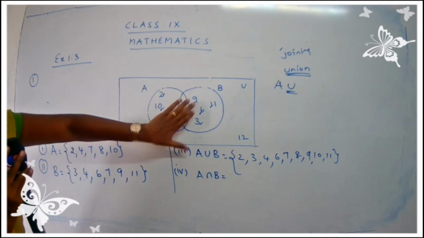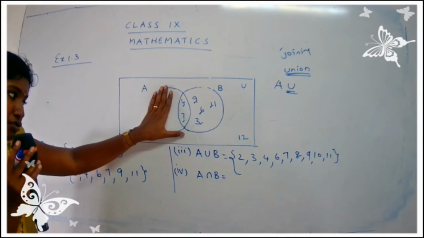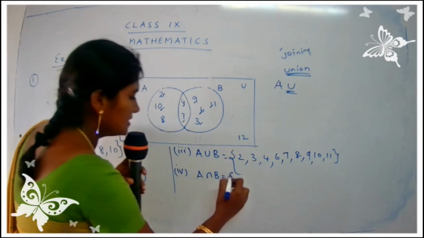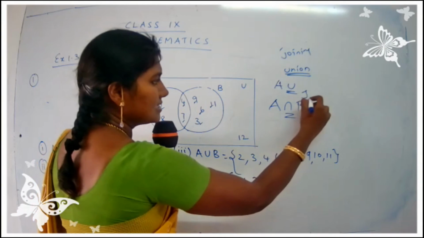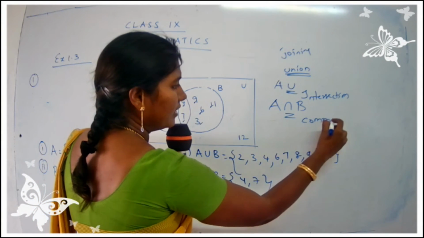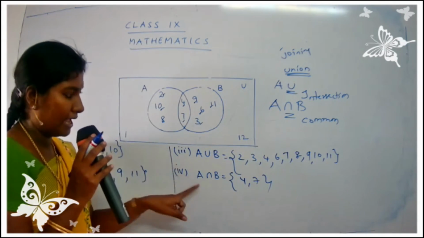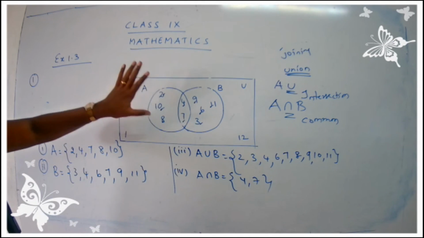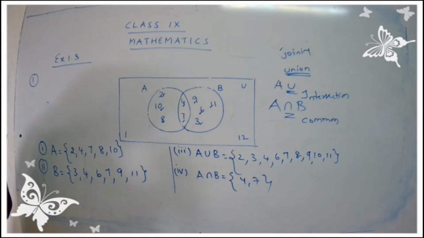That is, this number is present in A also, and this number is present in B also. So what is common for A and B? 4 and 7. Remember, A intersection B. This is read as intersection. Intersection means common. You are going to take out the common elements of A and B. So by looking at the figure, directly we can say 4 and 7 are common to A and B. So the answer is 4, 7.